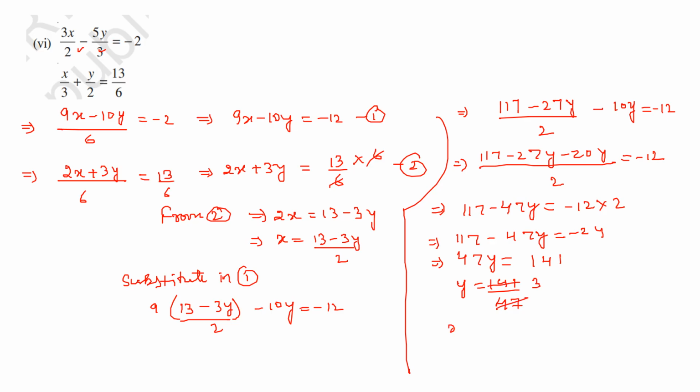Once you get the value of y, substitute to get the value of x. So 13 minus 3y, y is 3. So 13 minus 9 by 2, which will give me 4 by 2. So the answer is x as 2. So the solution is x is 2 and y is 3. So I have solved question number 1, all the 6 questions. Now I am moving to the second question.